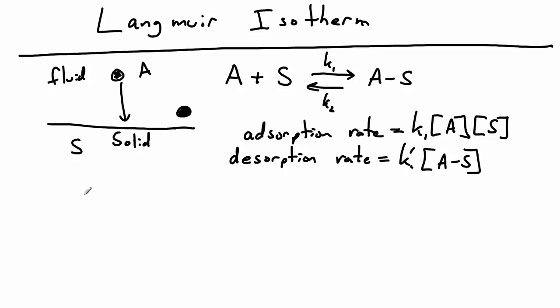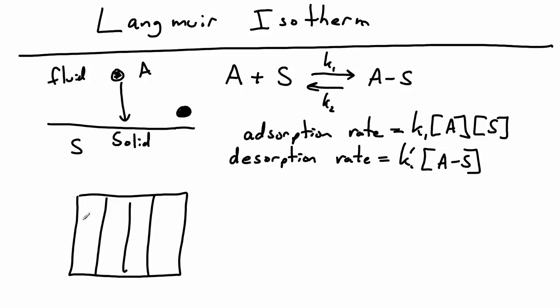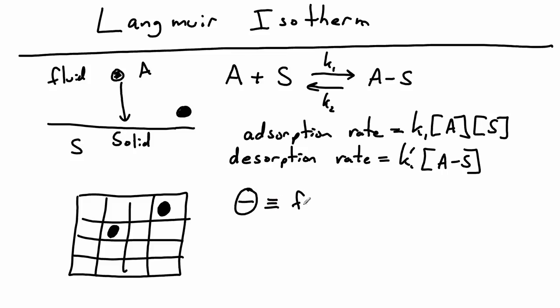So what we're going to do is imagine a surface as like a checkerboard with a certain number of sites on it. The squares represent sites. And when we put adsorbate molecules on there, each is going to occupy a site. Once we have this notion of vacant sites and filled sites, we can define something called the surface coverage theta. And theta, we're going to define as the fraction of sites that are filled.